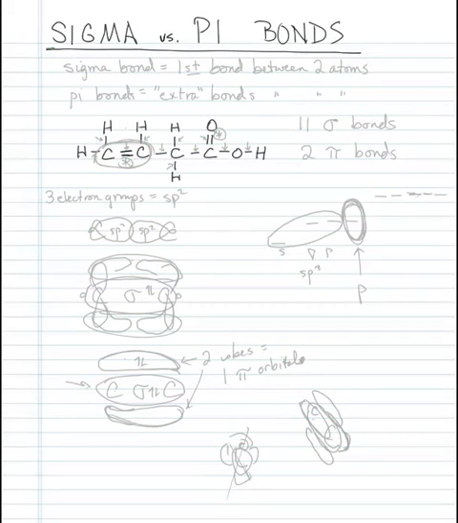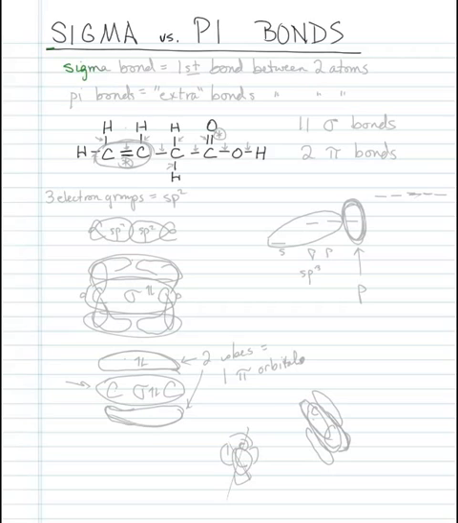So now we want to talk about sigma and pi bonds. It's very simple to determine how many sigma and pi bonds there are in a molecule. We want to talk about that and then a little bit more about what it means to be sigma and pi. But first, let's define a very simple way of figuring out how many we have.